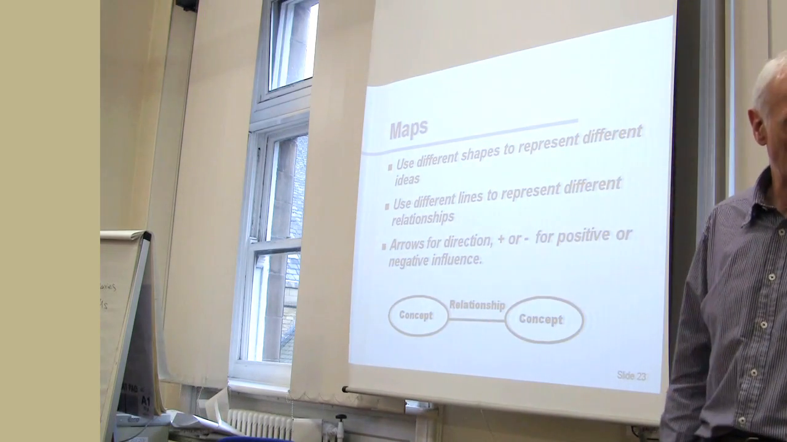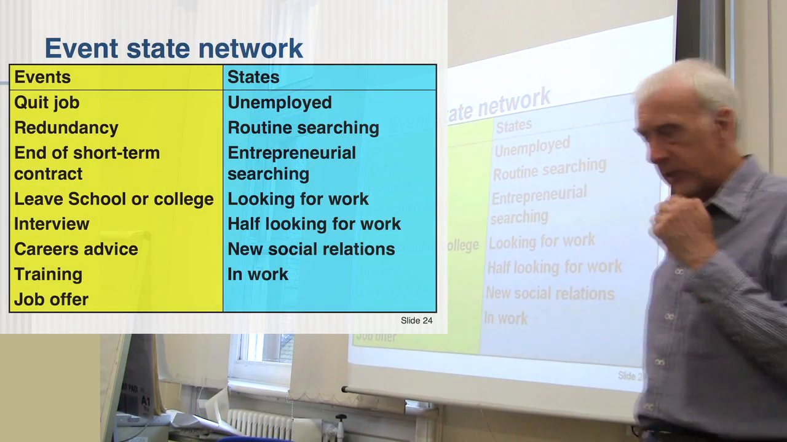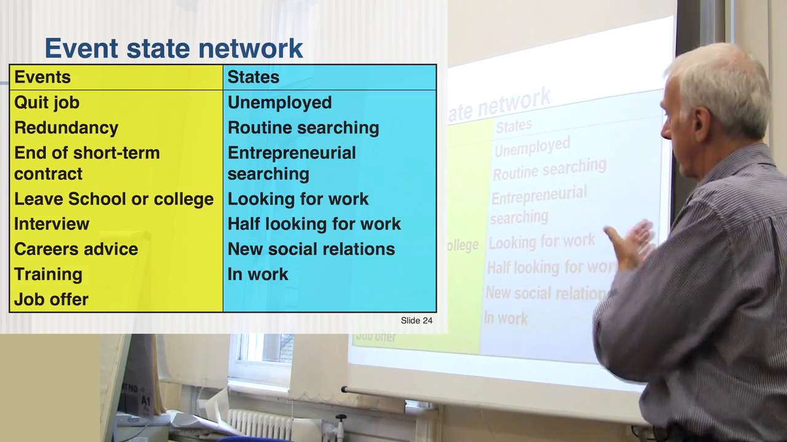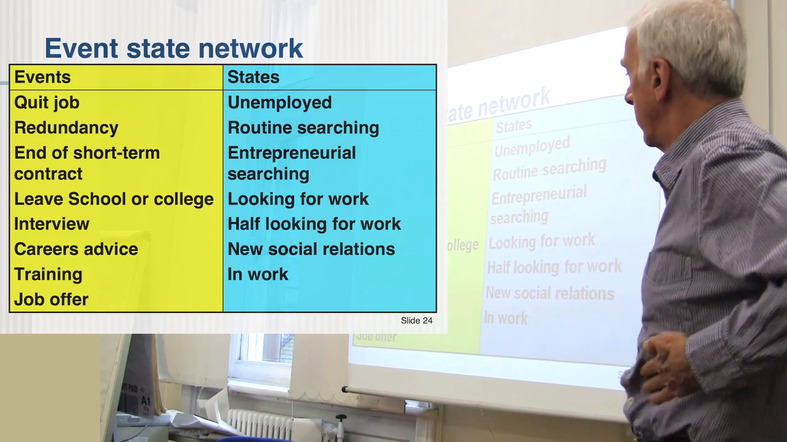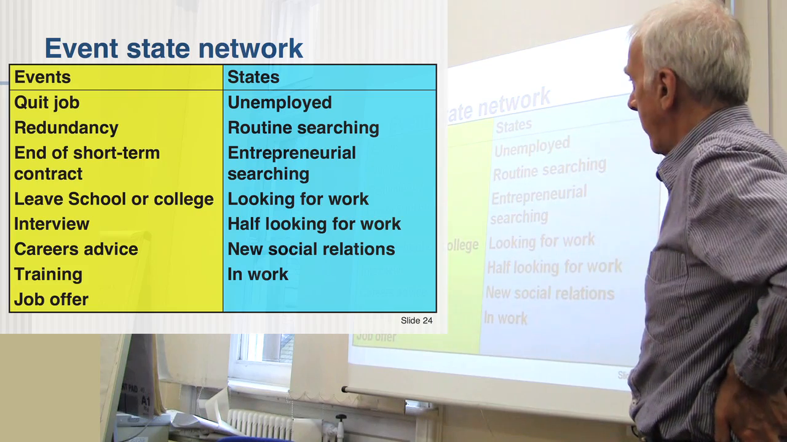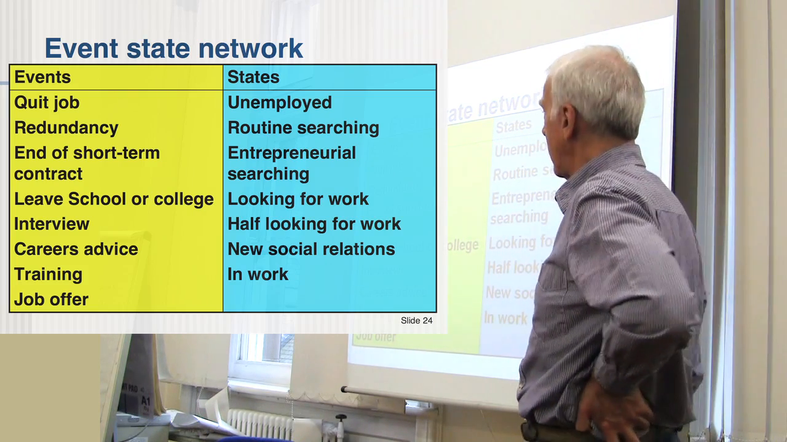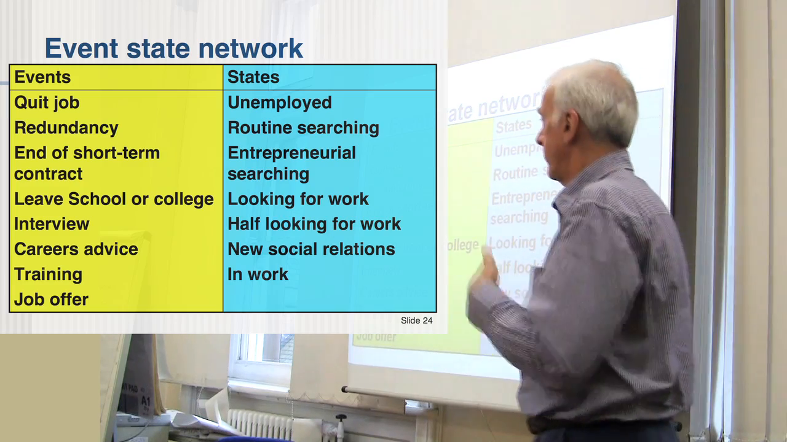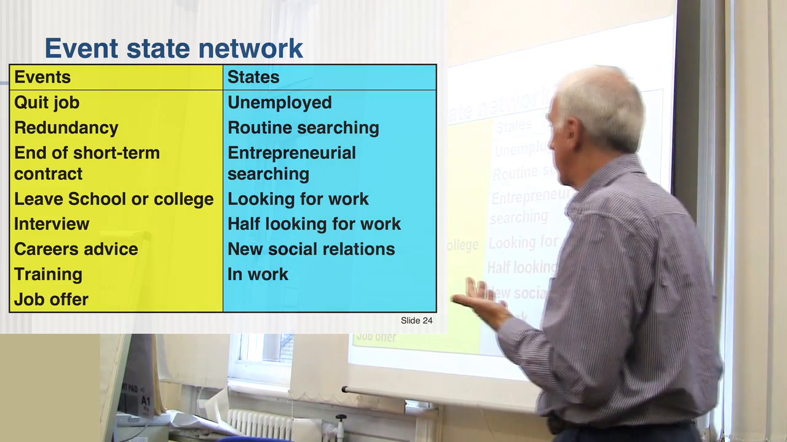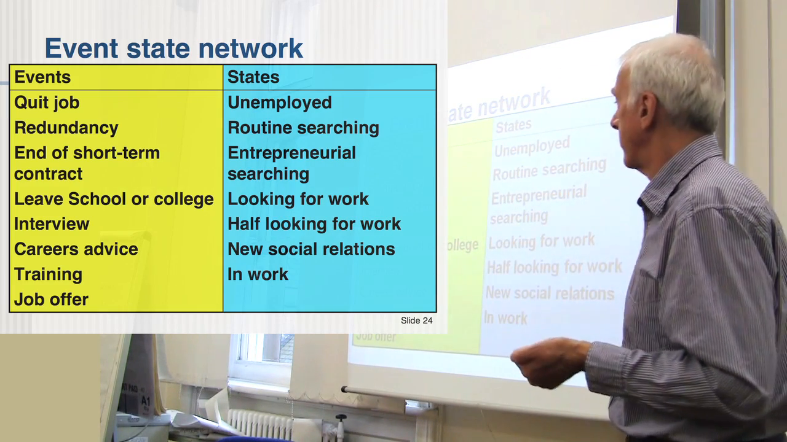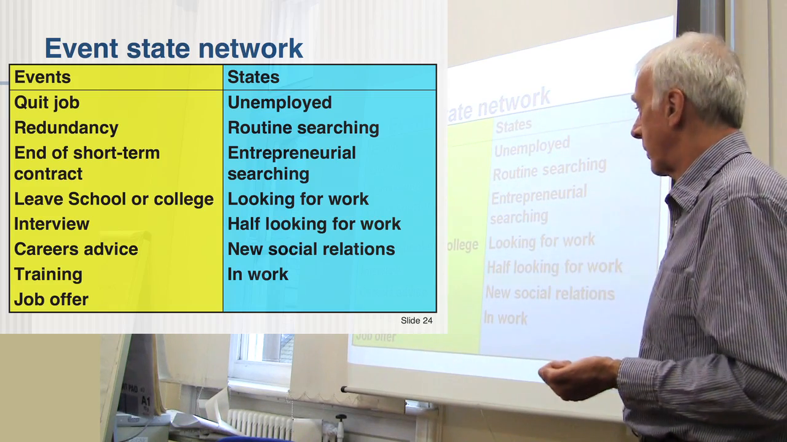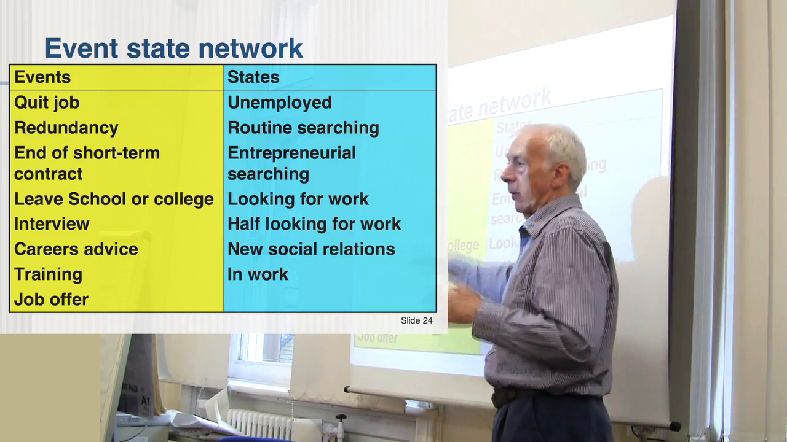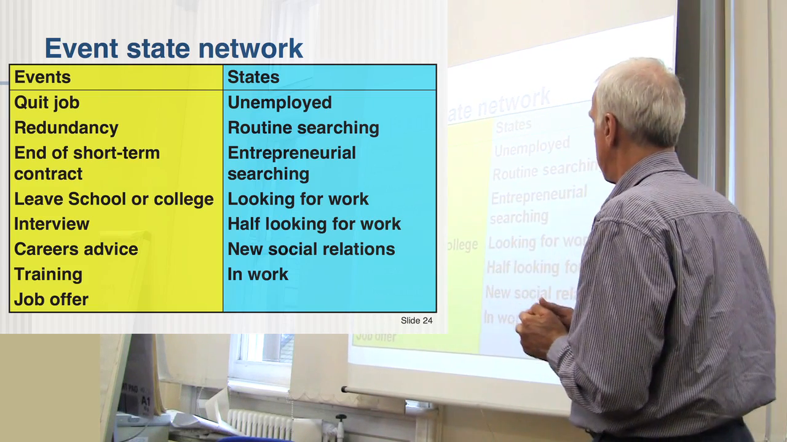So let's have a look at some of those. Let's start with what's called an event state network. Again, I went back to the unemployed study to get these. There were various events that they talked about, things that happened to them in their biography, so to speak, where they quit their job, or were made redundant, or the short-term contract came to an end, or they left school or college, or had an interview, or took careers advice, or took some training, and so on. So lots of things that happened to them.